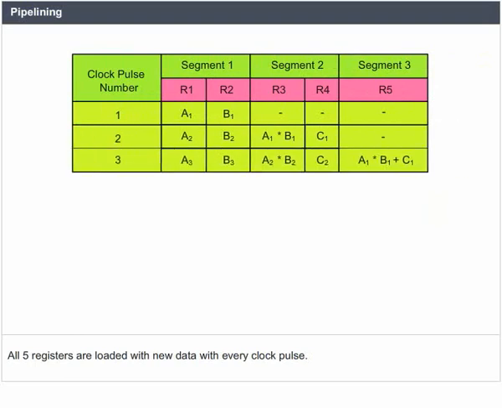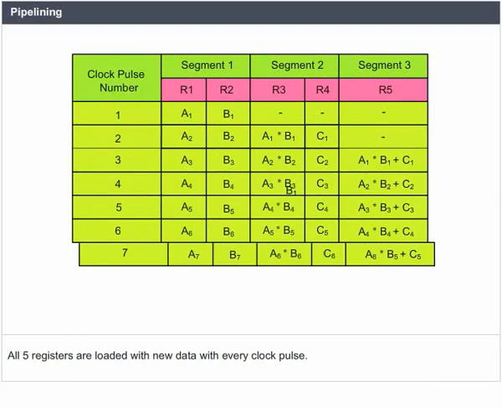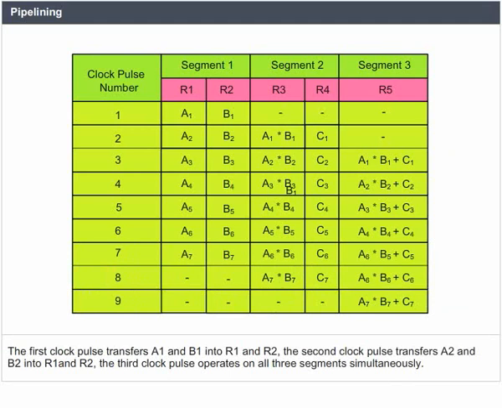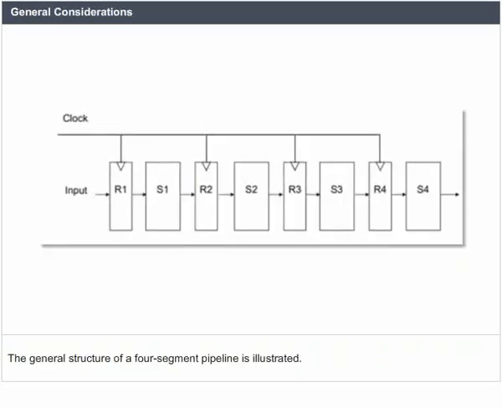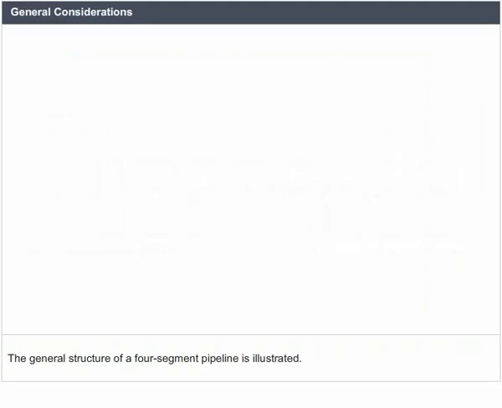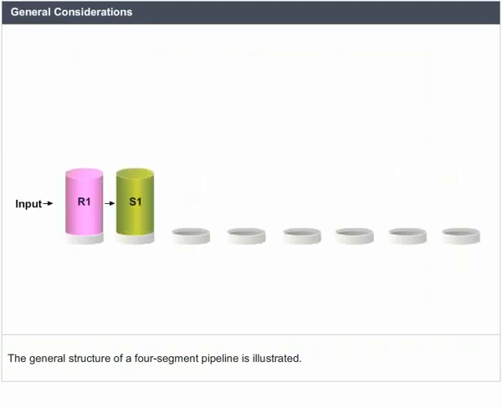Pipelining. All 5 registers are loaded with new data with every clock pulse. The first clock pulse transfers A1 and B1 into R1 and R2. The second clock pulse transfers A2 and B2 into R1 and R2. The third clock pulse operates on all 3 segments simultaneously. It places A3 and B3 into R1 and R2, transfers the product of R1 * R2 into R5. General considerations. The general structure of a 4-segment pipeline is illustrated.